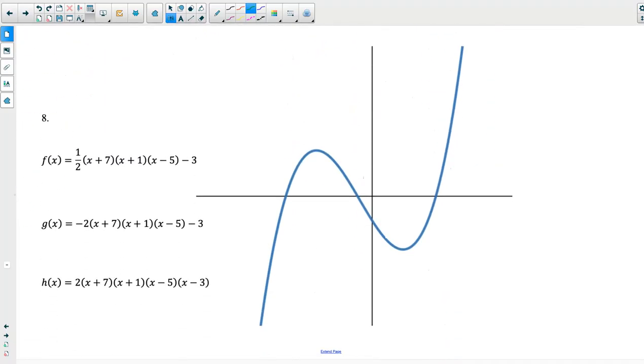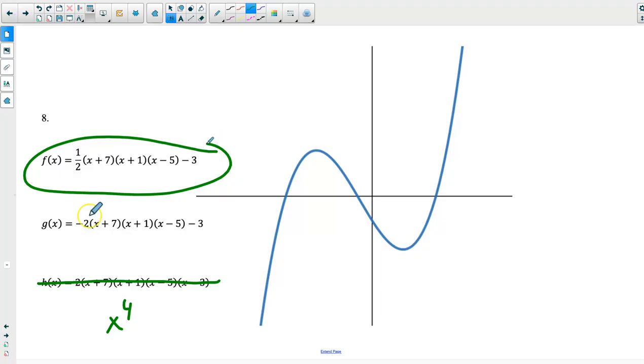All right, you tell me, what function can we cross off? F of x, g of x, or h of x? H of x? Good. So this is degree 4, and this has to be an odd function. So that's good. What's the correct one? The f of x. Why the f of x? Yeah, because it's positive. So this is a positive, could be degree 3, 5, 7, so on and so forth, could be anything. But it is going to be a positive one, so that negative 2 out front of g of x gets rid of it. So we're looking at f of x. What questions do you got?